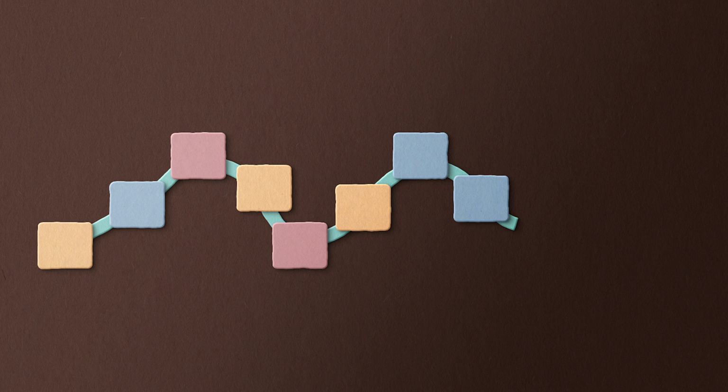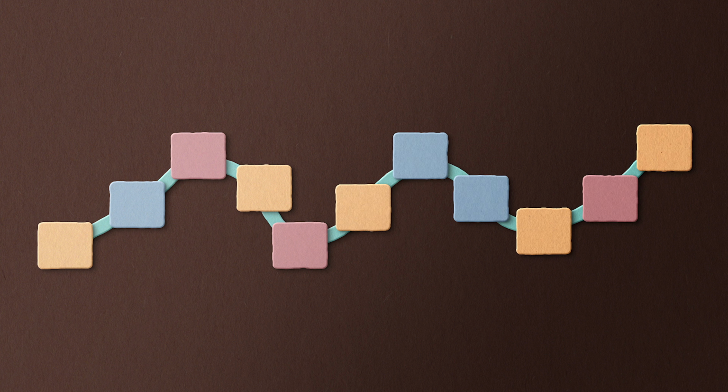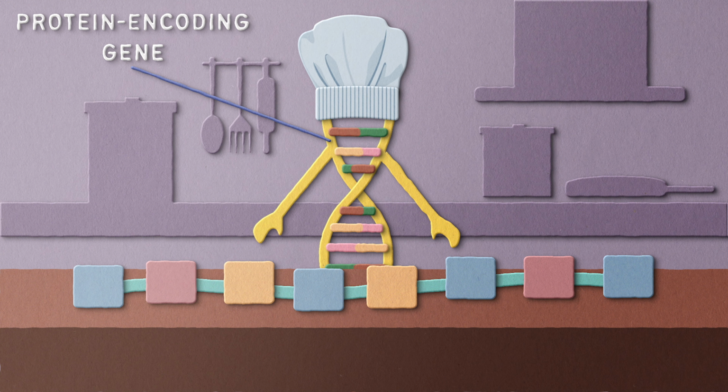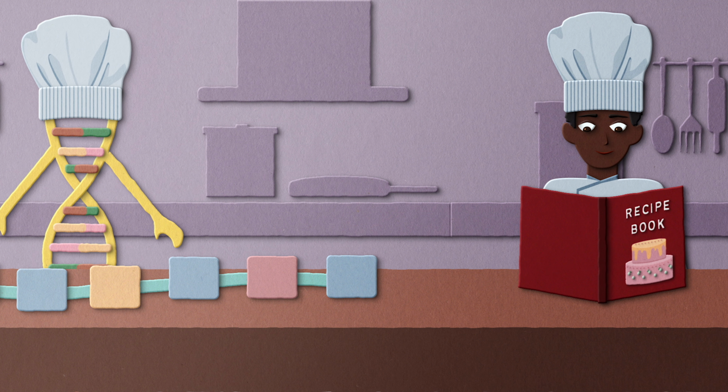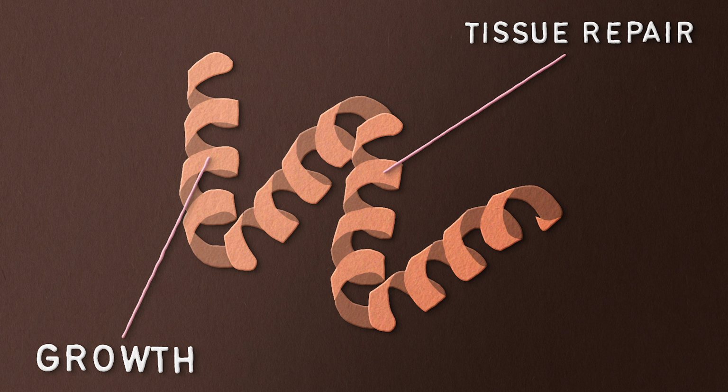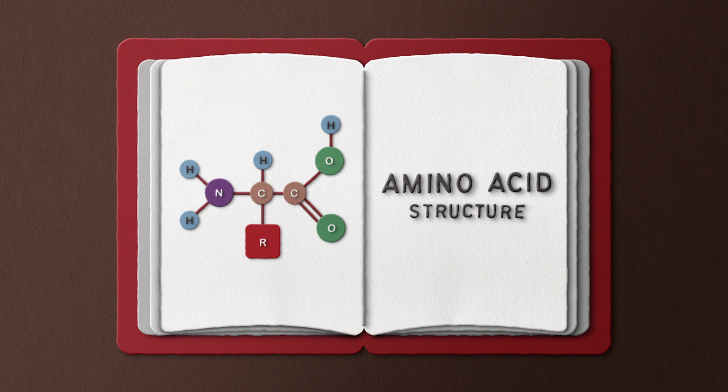Individual amino acids group together in a polypeptide chain, combining multiple amino acid monomers to make a protein. The order that these amino acids combine is determined by protein encoding genes, just like a recipe determines which ingredients you put in a cake. Proteins are incredibly important for us to survive, taking part in most of the body's natural processes, including growth and tissue repair. Okay, let's talk structure.